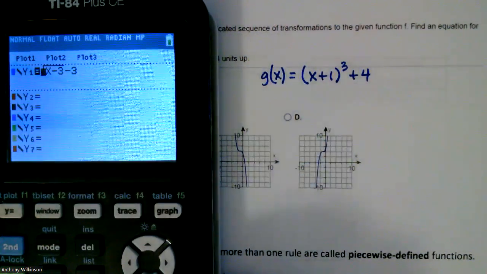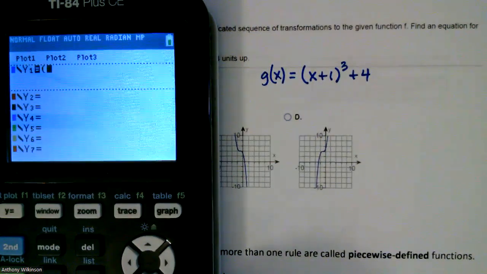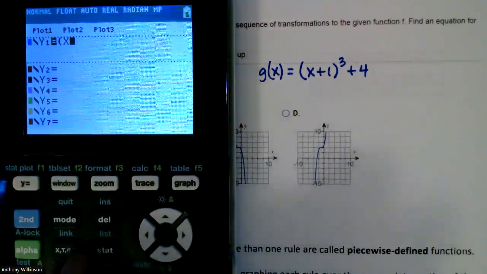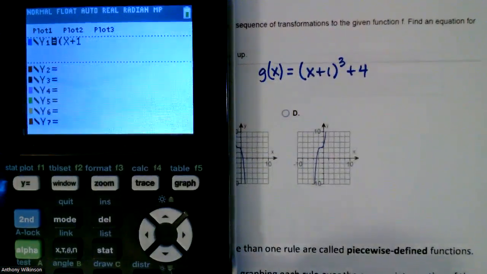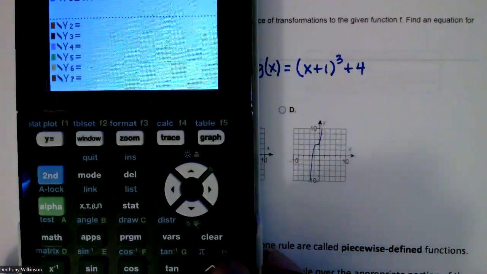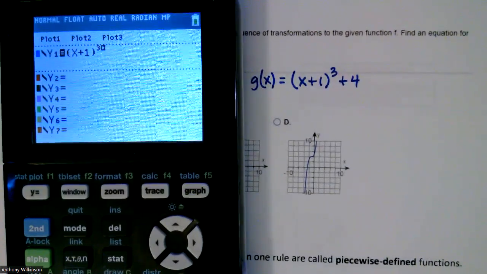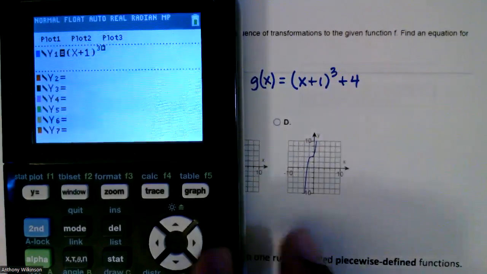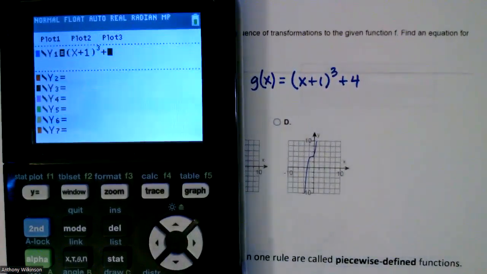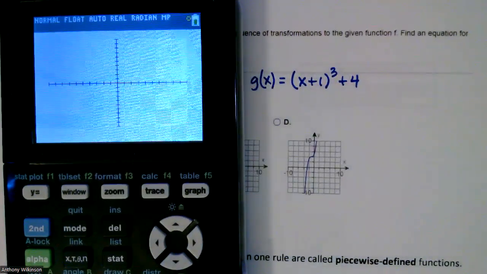If I go to y equals, let me clear this equation out. For x plus 1 quantity cubed, I'm going to do left parenthesis, get the x by pressing the X,T,theta,n button on the calculator, plus 1, close parenthesis, press your hat key for the exponent, which is that upside down v, and then type in the number 3 for the cube. Use your right arrow key to get out from underneath the exponent, plus 4. And I'll do zoom 6 for the standard window.